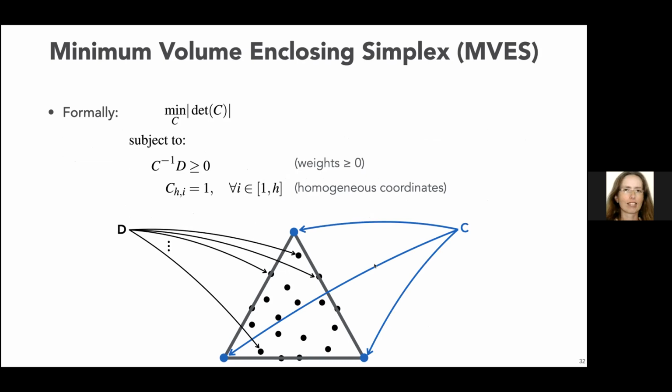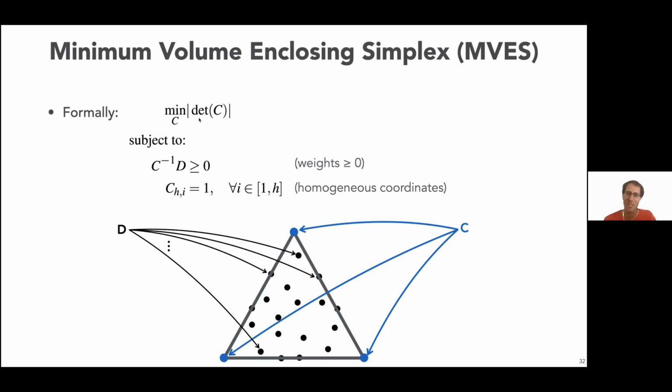So the minimum volume enclosing simplex problem, we can write formally as follows. We're going to have a matrix C where the columns are the vertices of a simplex, and these are unknowns. We'll put these in homogeneous coordinates. If we're in 2 dimensions, we're looking at a triangle, so we're looking for 3 vertices, and so that's a 3 by 3 matrix because for the 3 vertices we add the homogeneous 1 at the bottom. We want to find the minimum volume enclosing simplex.